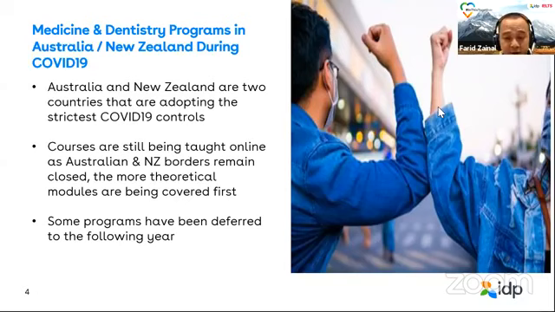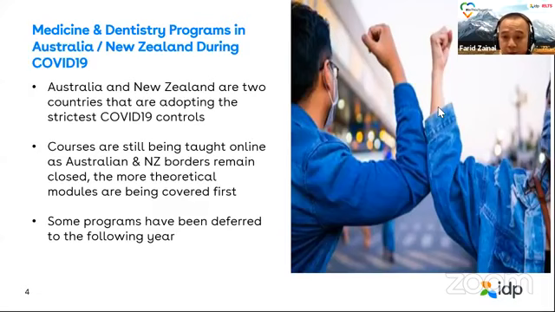But the good news is things are definitely looking up for the 2022 intake, which I believe most of you will be looking to apply to. The reasons being the Australian and New Zealand governments are looking closely to reopening their borders anytime from the middle of this year to early next year. So the timing is just perfect for the commencement of the new term in early 2022.